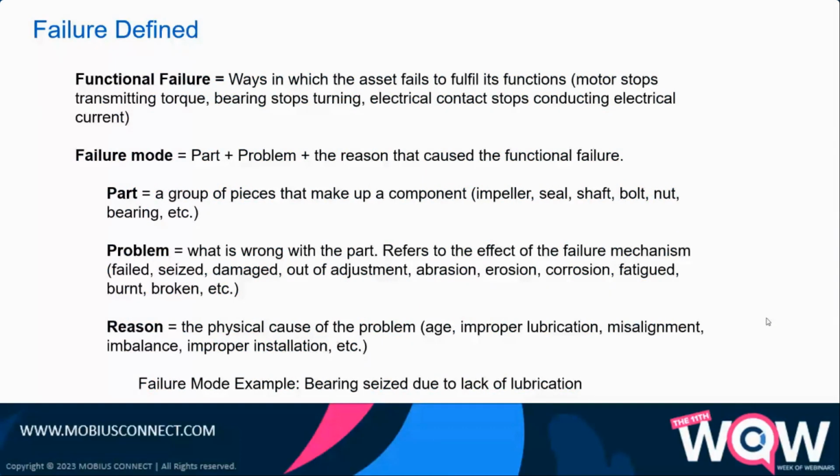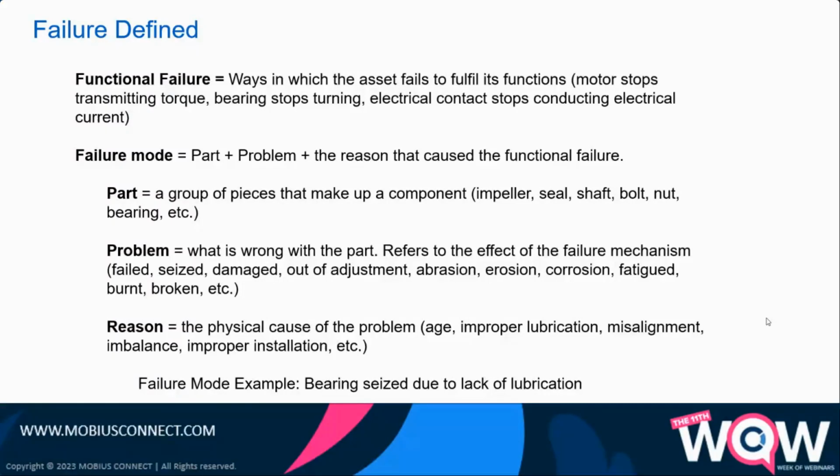I think it's appropriate to start with first an understanding of the definition of a failure mode. There are two specific ways failure modes are defined. The first one is a functional failure. A functional failure is the way in which an asset fails to fulfill its engineered or desired functions, right? A motor stops transmitting torque, or a bearing stops turning, or an electrical contact stops conducting electrical current. That's a functional failure. Now, what goes in conjunction with that is a failure mode. It's the failure mode that creates the functional failure. And that failure mode is defined as the part plus the problem plus the reason that caused the failure in a failure mode statement, right?